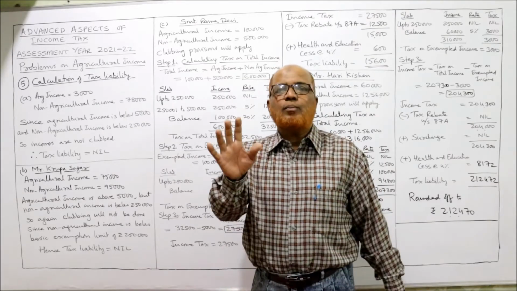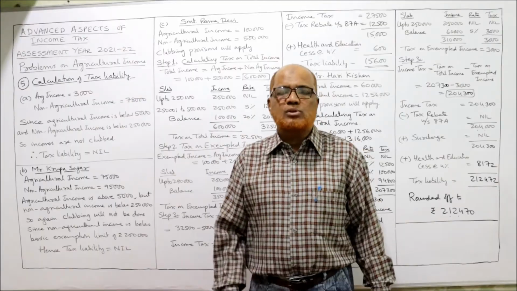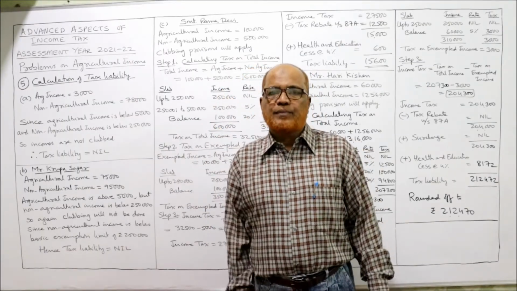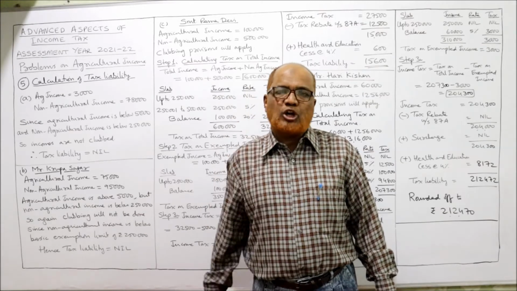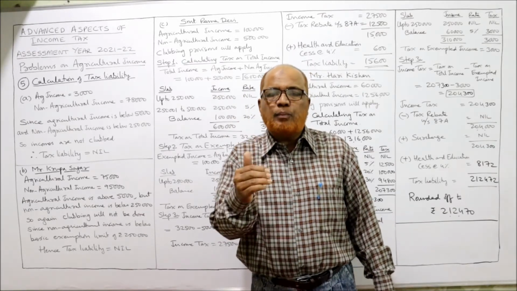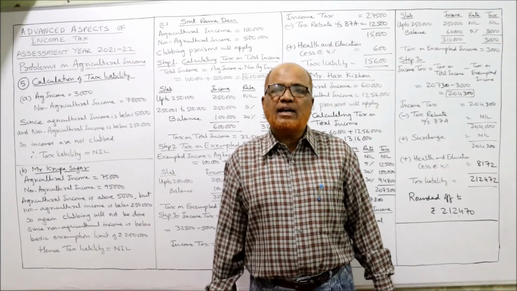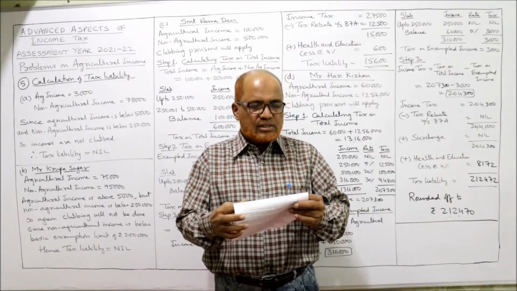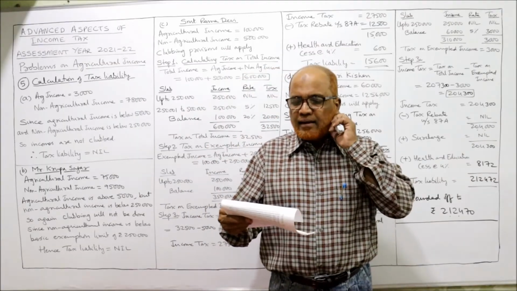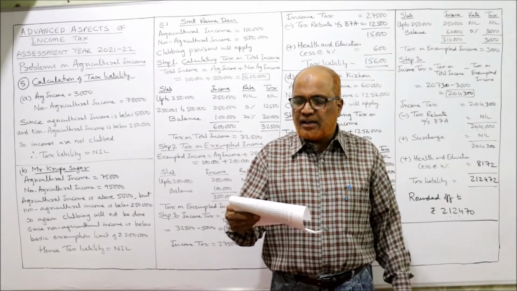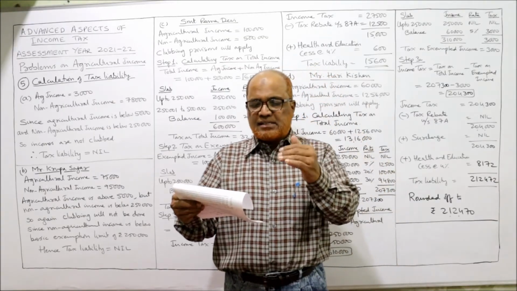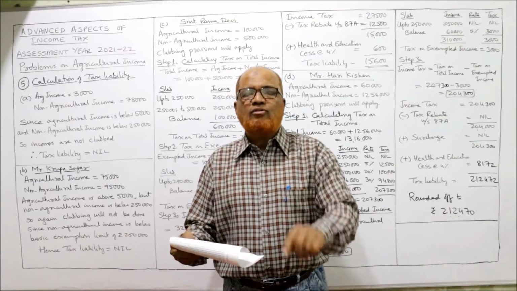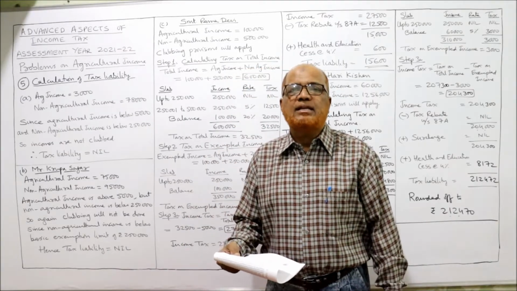The first four problems are not calculative problems. We only have to decide whether it is agricultural income or not. I have explained each and every point. Now from the fifth problem onwards, we have the calculations. We have to calculate the tax liability. Now, see the fifth problem. Calculate tax liability for the current assessment year in the following cases: A, B, C, D, E, F. Different cases are given, and in each case you have to find out the tax liability.